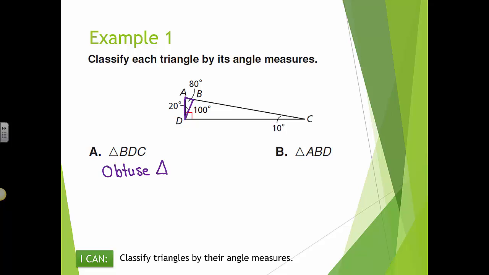So if this is 100, then the one on the inside is also 80, which means that all 3 angles are less than 90, so this would be an acute triangle. Triangle ABD is acute.